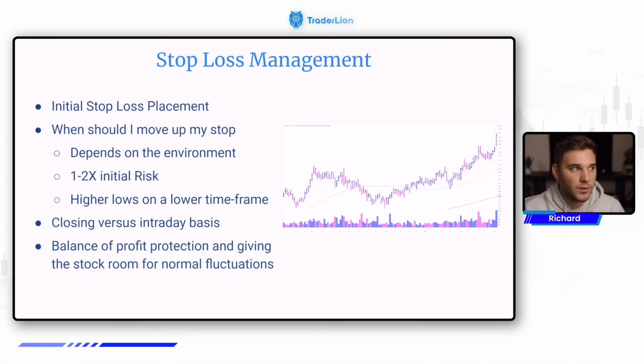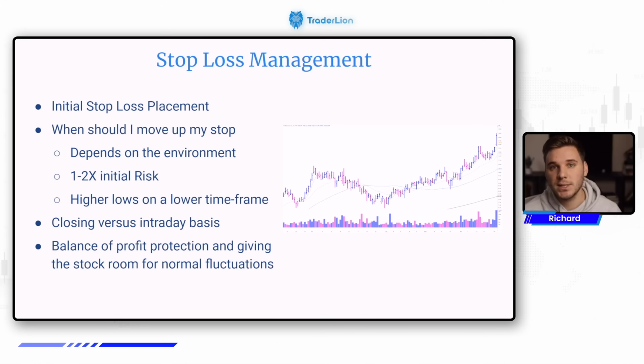So with that said, let's move on to stop loss management. And we'll go through a full example of AMR here in just a second. But first, let's talk about the overall theory here. When it comes to initial stop loss placement, it depends a lot on your own personality, the individual setup itself, and your trading style.